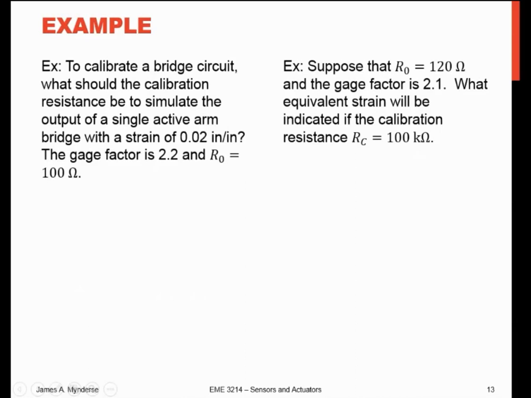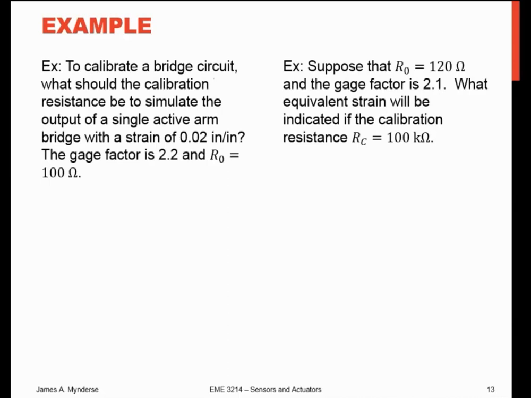So if I want to calibrate a bridge circuit, what should the calibration resistance be to simulate the output of a single active arm bridge with a strain of 0.02 inches per inch, gauge factor 2.2, and R0 equals 100? The first thing I want to do here is calculate, for any given delta R, what is my calibration resistor.